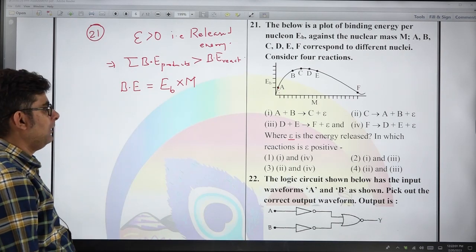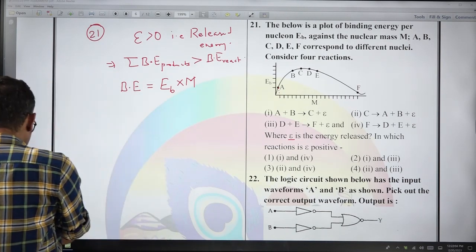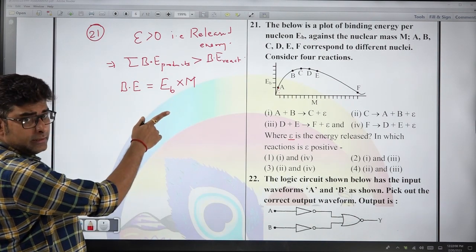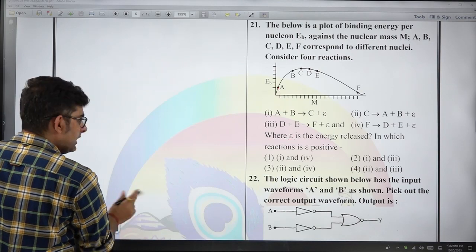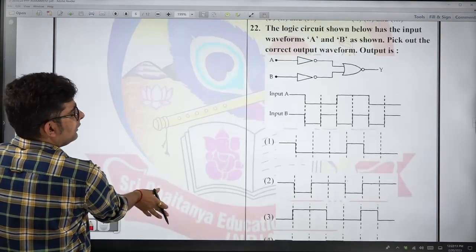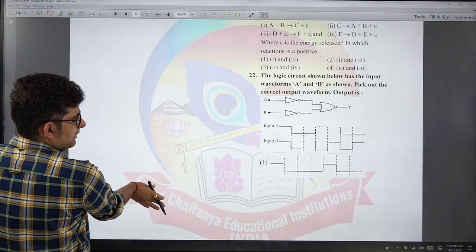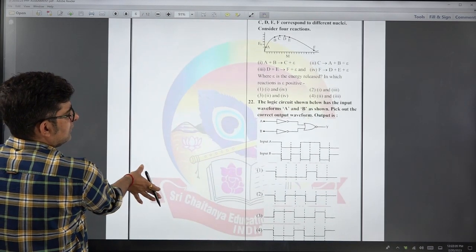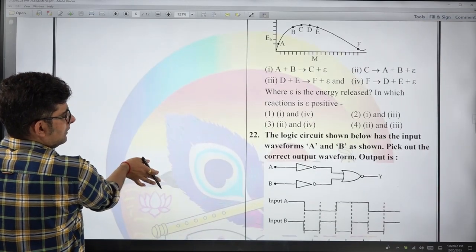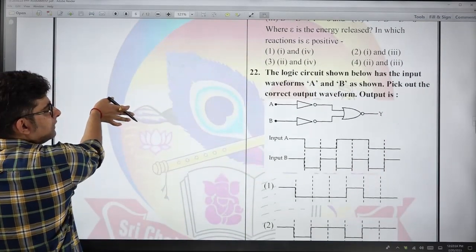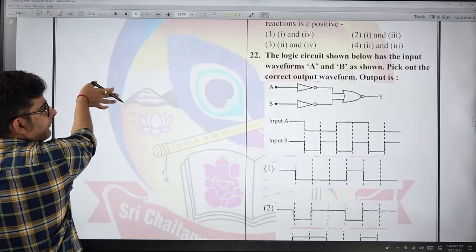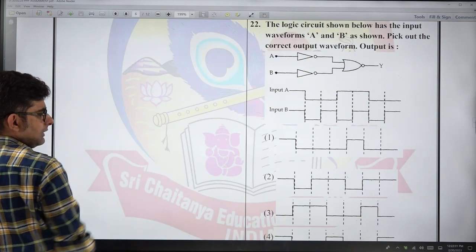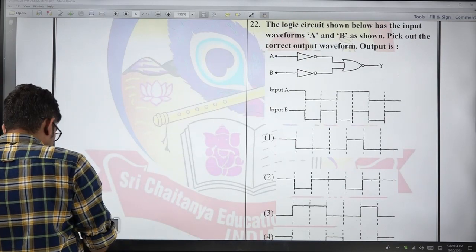Okay. Now come to, I hope it is clear. Okay. 22. In question 22 they are saying which one is the correct waveform of the output for A and B, right? Now how will we solve this?